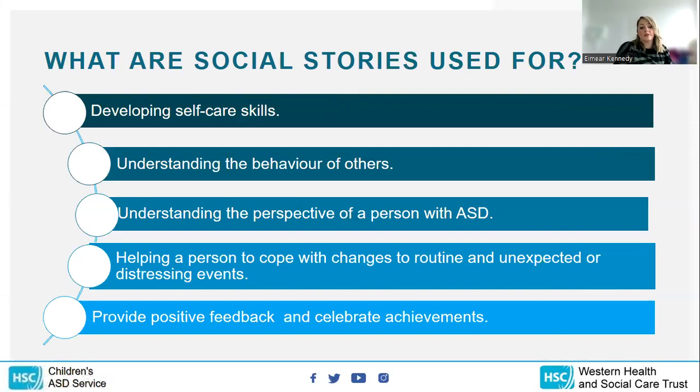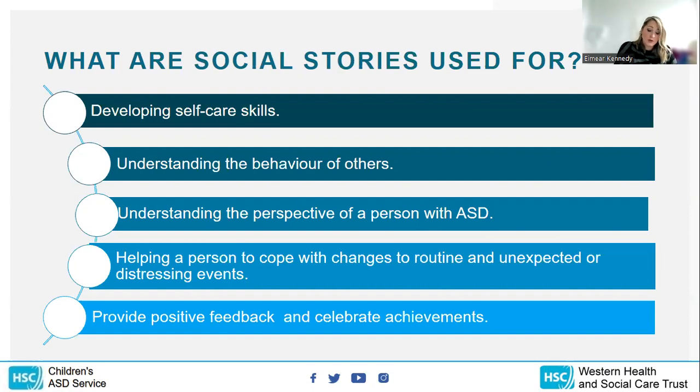What are social stories used for? So, social stories can be used to develop self-care skills. So that can be things like how to clean your teeth, wash your hands, or get dressed. They can be used for social skills, for example, sharing, asking for help, saying thank you, or not interrupting. And also academic abilities. They can help with sequencing, planning, and organizing.